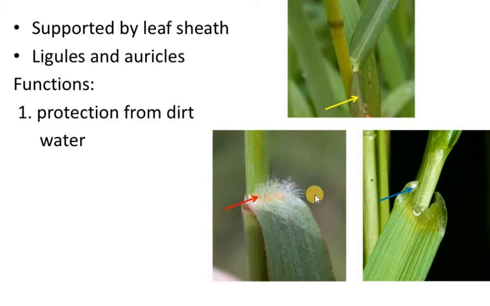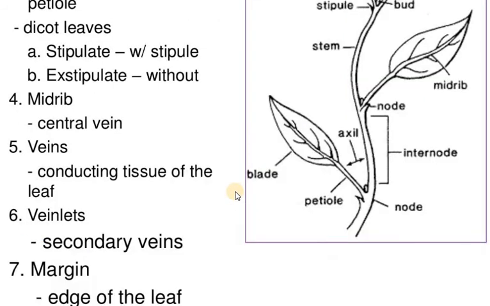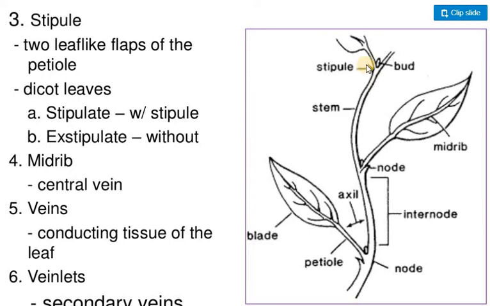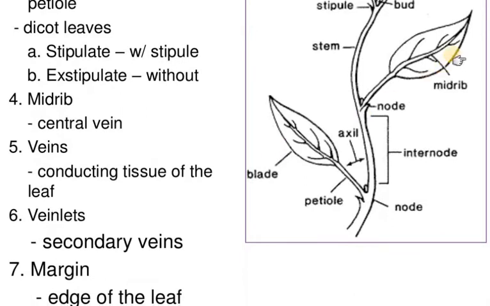The small hair-like projections on the leaf surface are called ligules or auricles, and a small scale leaf-like region that subtends a leaf is called stipule. These are the stipules, and the stalk is called a petiole. Normally dicot leaves have petiole, and if plants have a stipule they are called stipulate, and if the leaf doesn't have a stipule it is called exstipulate. And this is the midrib, and these are the veins.